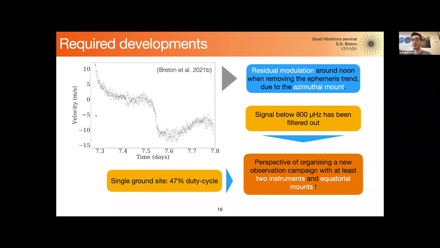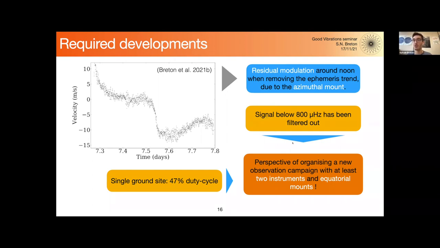I showed you the velocity filtered with the 800 microhertz filter. What happens if you don't filter the data? Actually, you get a strong modulation at noon when you subtract the ephemeris trend. And this residual modulation is most likely due to the pointing of the sun by the azimuthal mount around noon when the sun crosses the meridian.